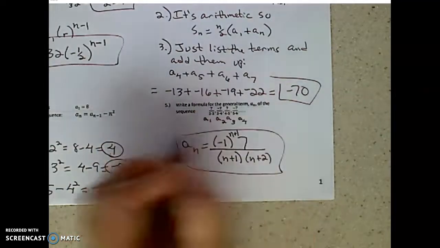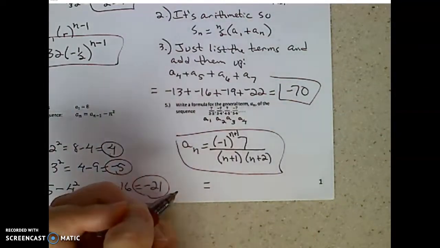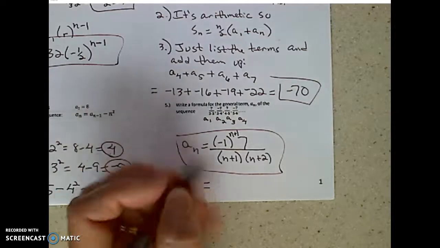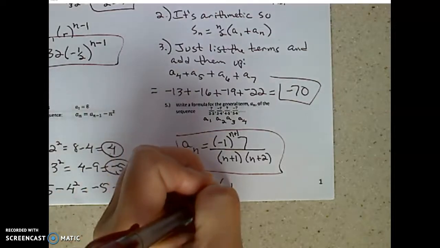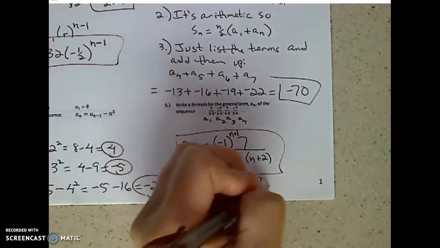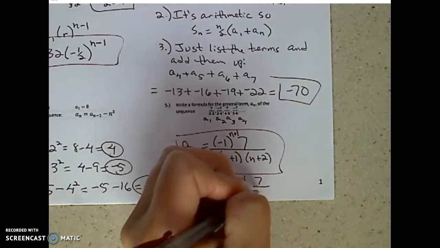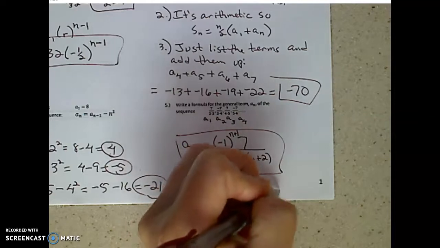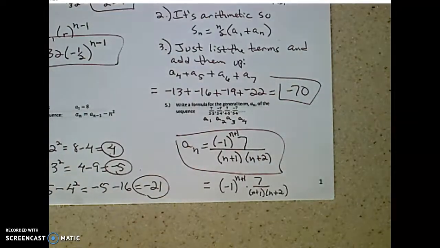Alrighty, there's typically different ways to write that. Is there any other way we could write that? Some people might have put that negative 1 to the n plus 1 out front times a fraction of 7 over, but I think we need that n plus 1 times n plus 2. So sometimes those sequences look a little different.